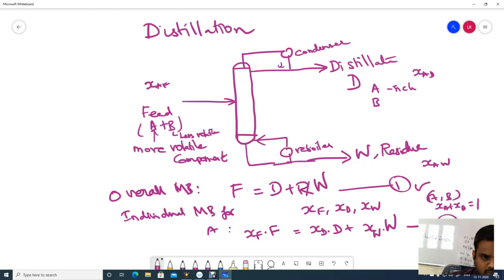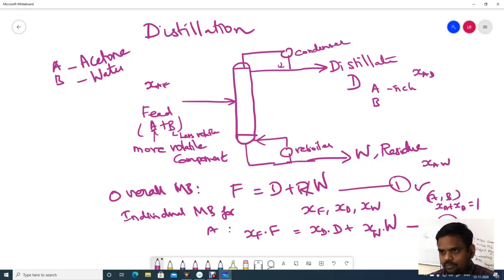For one example of A and B, A can be acetone and B is water. So a mixture of A and B is the feed. One of them is the more volatile component, so that can be separated out. So let us do a numerical on this topic.